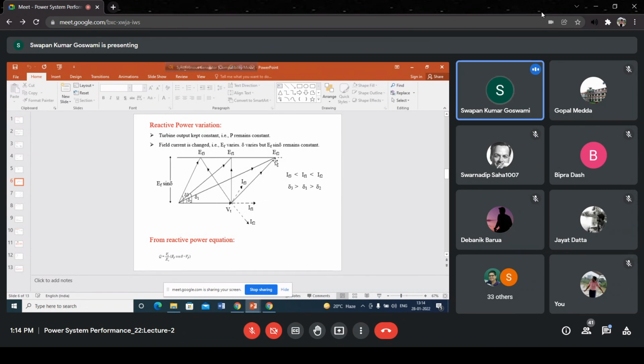So EF2 is greater than EF1, EF1 is greater than EF3, meaning the field current here is greater than the field current here, is greater than the field current here. These phasors are not IF3, IF1 or IF2. They are actually IA3, IA1 and IA2. Wrongly they are written IF3, IF1 and IF2.